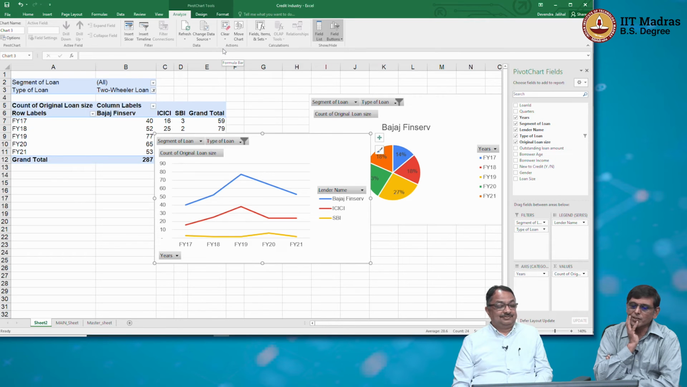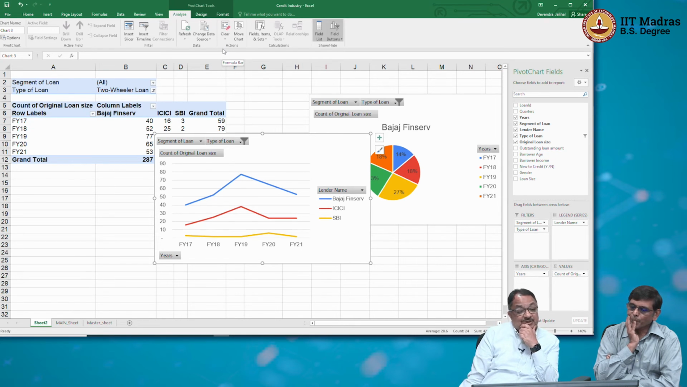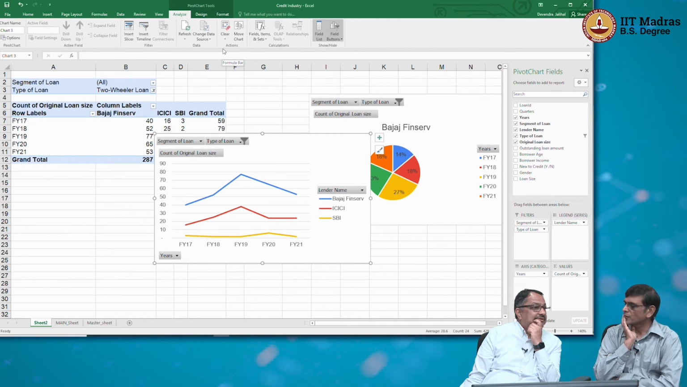19 seems to have been a good year, huh? At least for Finserv and ICICI, it has been a good year. SBI had a little bit of COVID, I think. In 21 it would have fallen because of that. Can we do market share or something like that? Some stacked graph, by percentage.